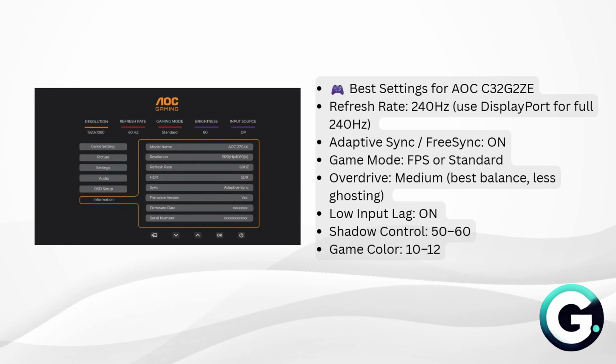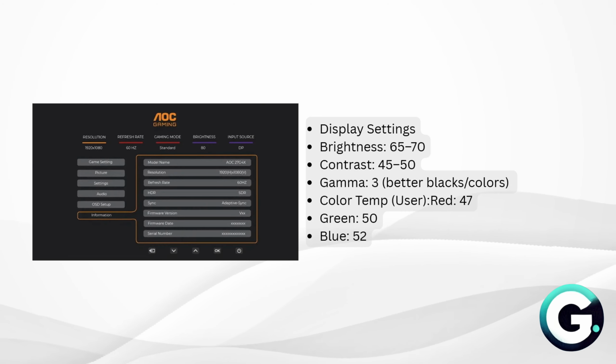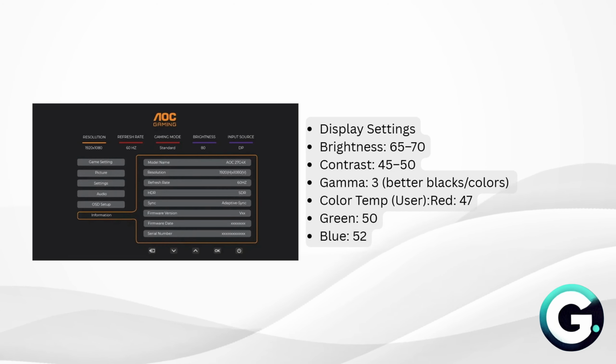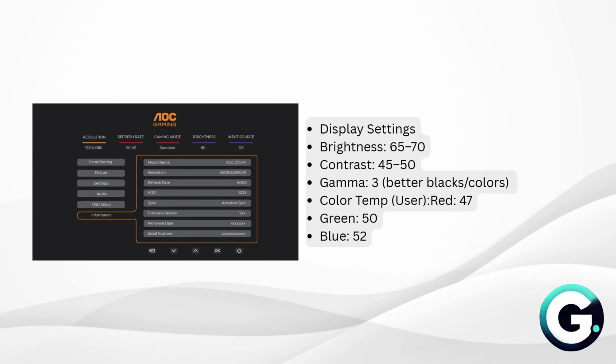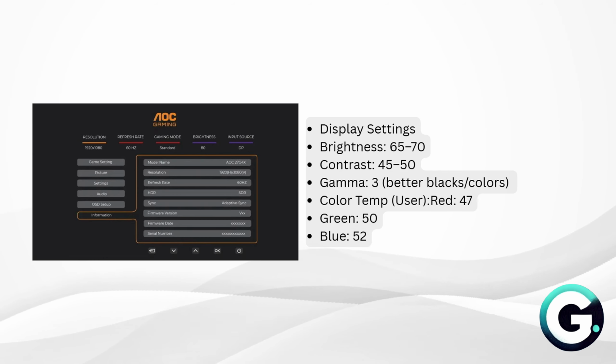For the low input lag, set this to on, shadow control at 50 or 60, and the game color at 10 to 12. And for the overall display setting, you want to use 65 or 70. You can lower this down if you're using it on nighttime.